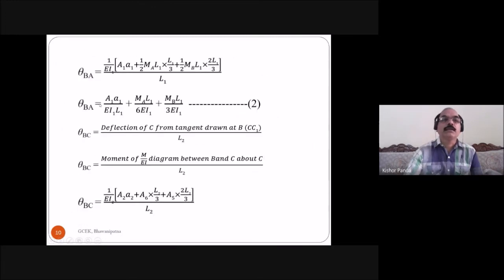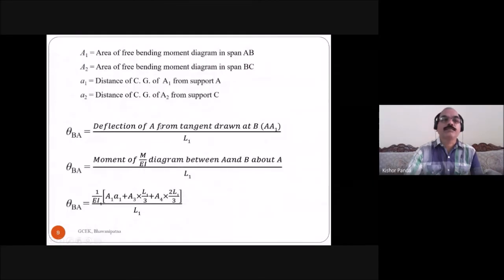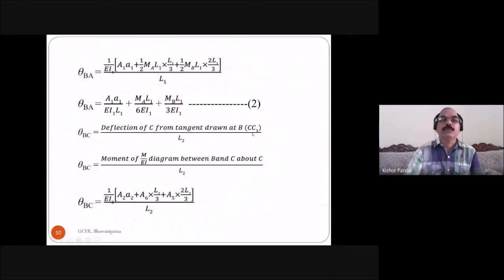Then after simplification, theta BA is equal to A1 a1 divided by EI1 L1 plus MA L1 by 6 EI1 plus MB L1 by 3 EI1. This is equation 2. Then similarly, you find this for the other side, span BC. Theta BC is equal to CC1 by L2. Theta BC is equal to CC1 by L2, the deflection of C from the tangent drawn at B. That is CC1 divided by L2.